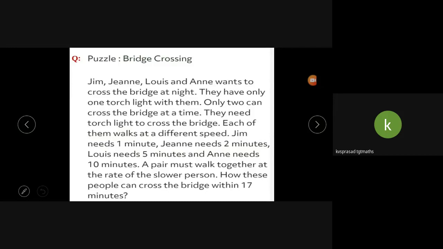Now the two members will reach the destination, and they will give the torch to Jenny. Now Jenny will come back taking 2 minutes, and she will take Jim along with her, and they will both cross the bridge in 2 minutes. So this is how we can do it. In the next slide I have given the solution here.